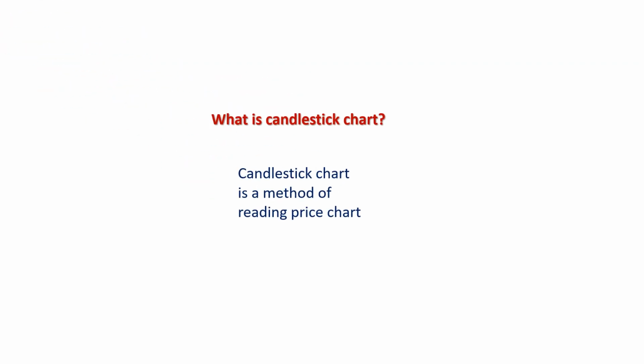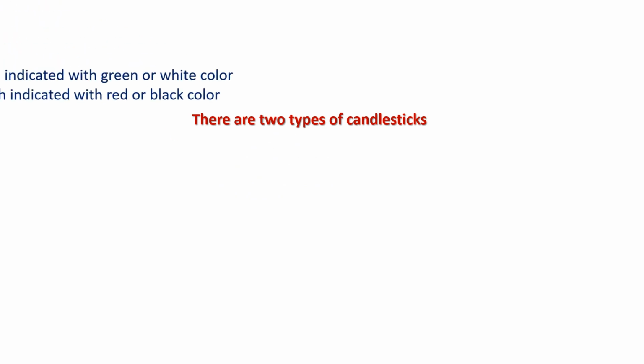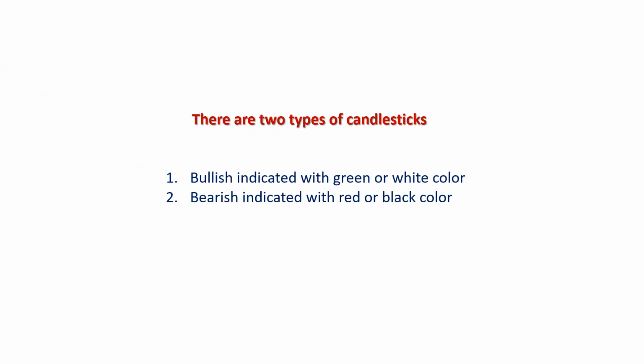Before I continue, I have to clarify some definitions used in trading with candlesticks. For example, what is a candlestick chart? A candlestick chart is a method of reading price charts. There are two types of candlesticks. One is bullish, indicated with green or white color. The second one is bearish, indicated with red or black color.